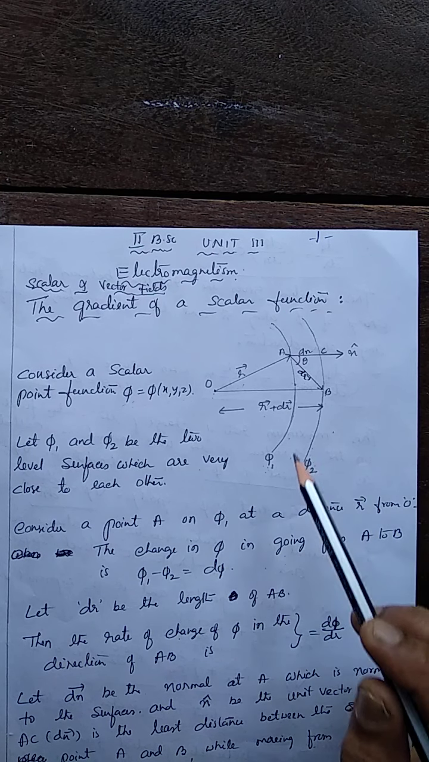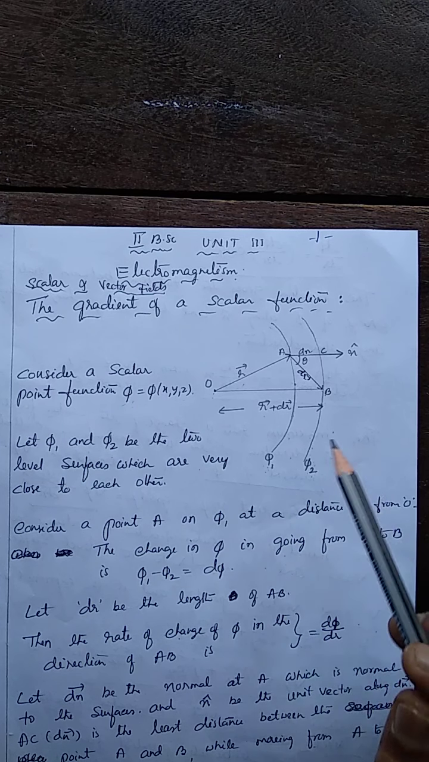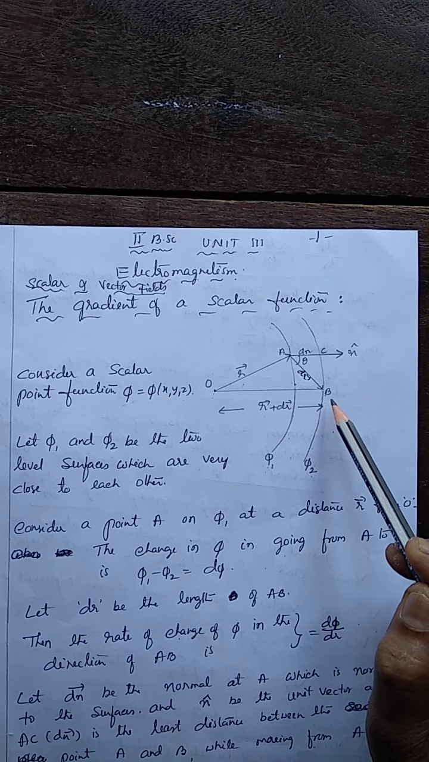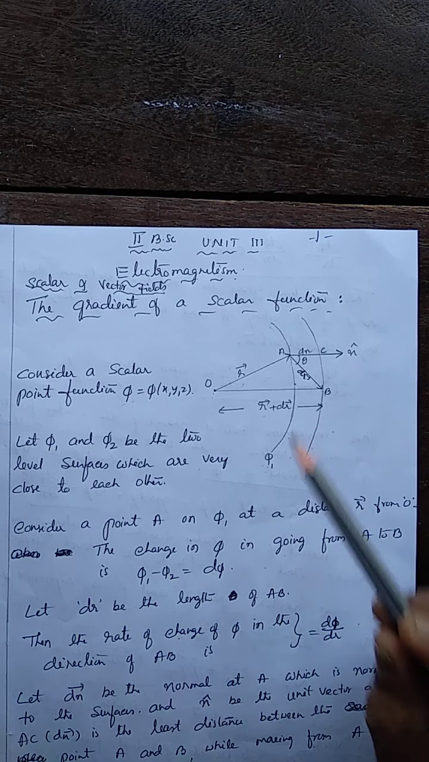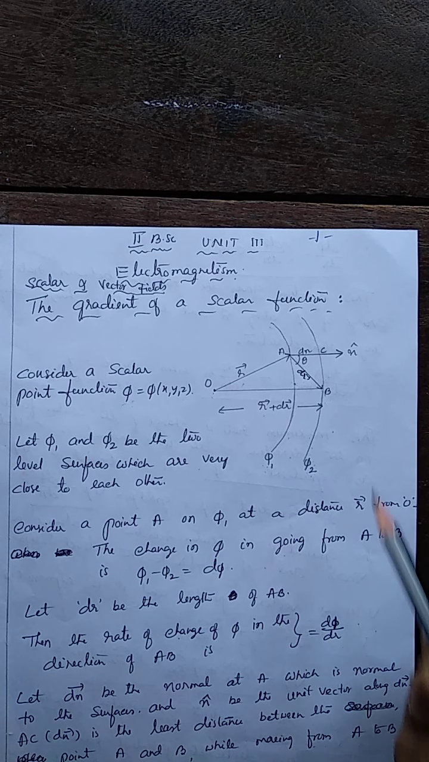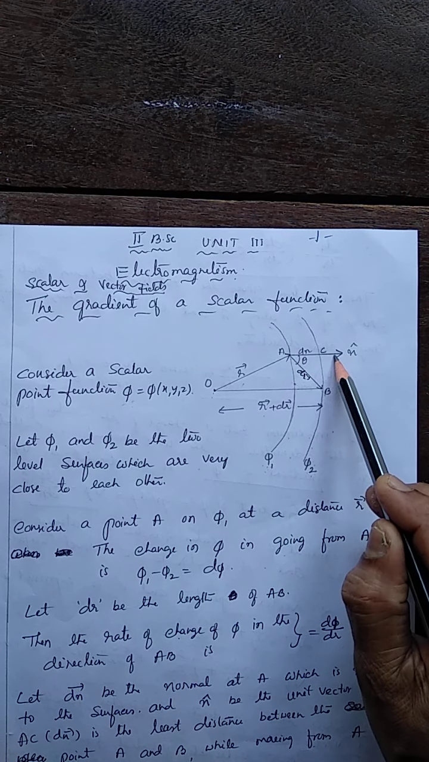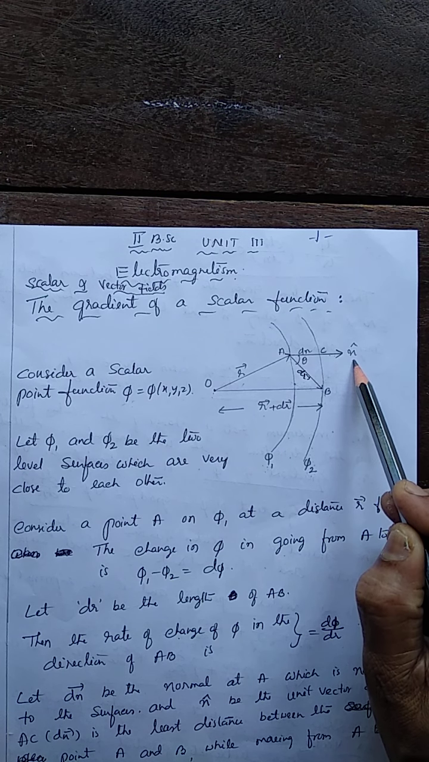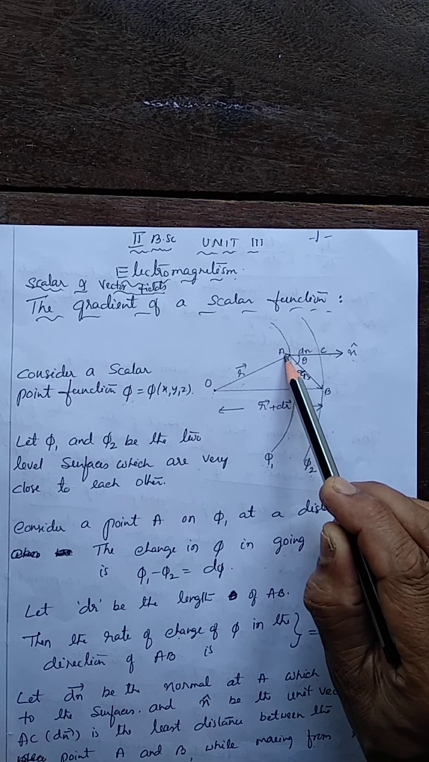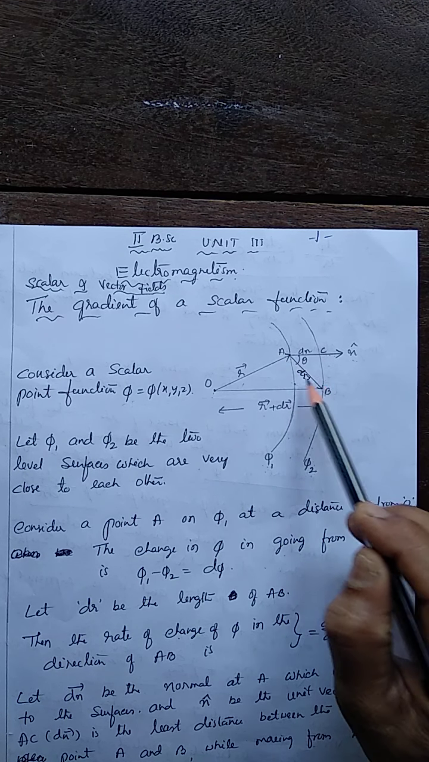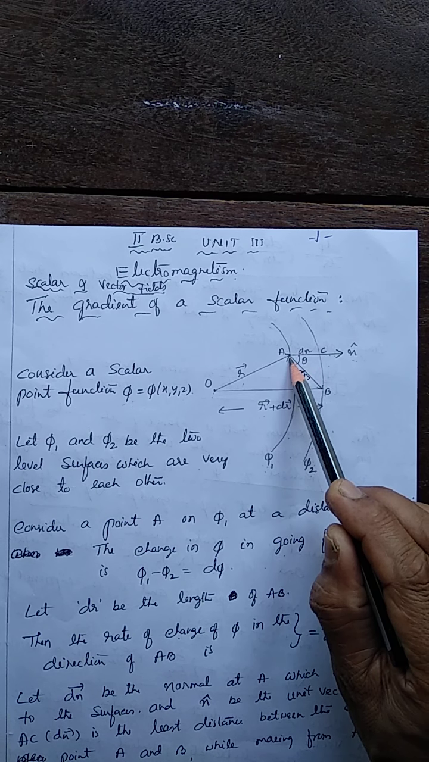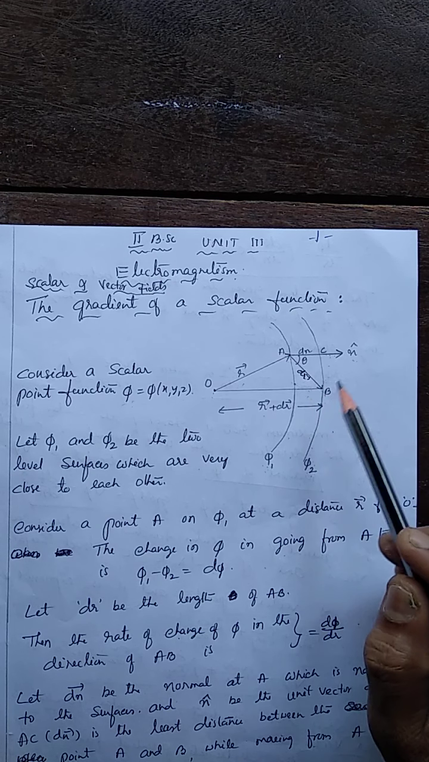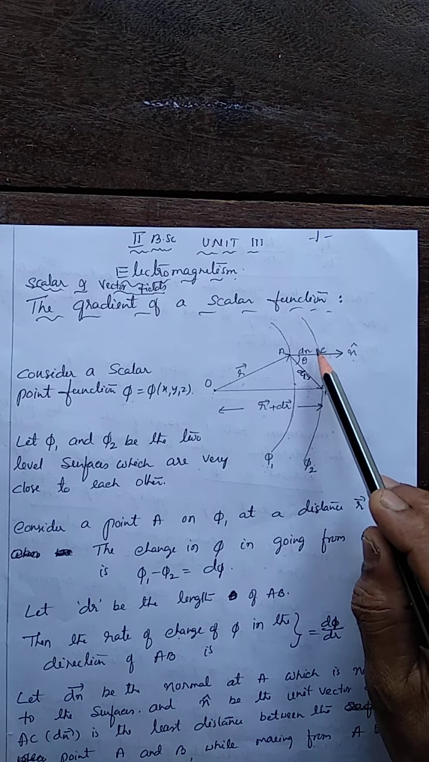Now, the rate of change of phi in the direction AB, when we move from the point A to B, is given by d phi by dr. At this point A, draw the normal to the surface. n cap is the unit vector along the normal, and dn is the distance AC, the separation between the points A and B in the direction of the normal.